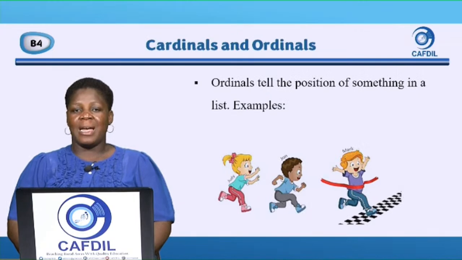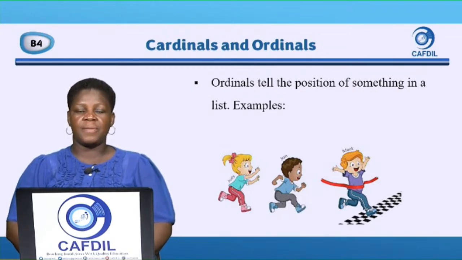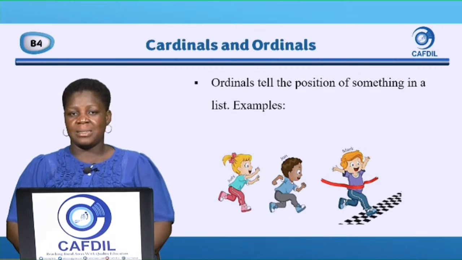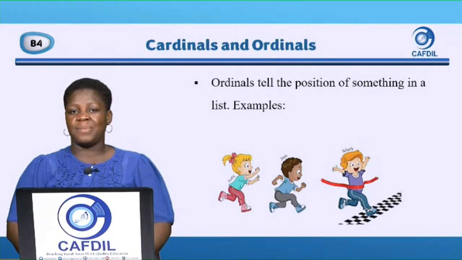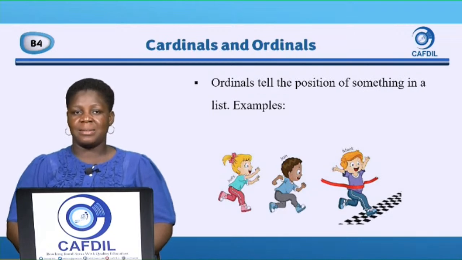So, ordinals tell the position of something in a list. So we have Mark being the first person, and John is second.